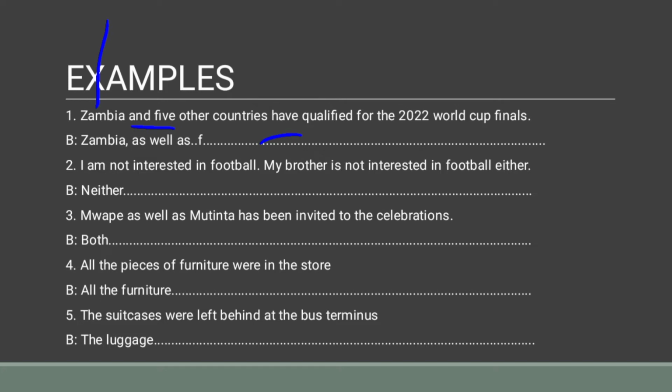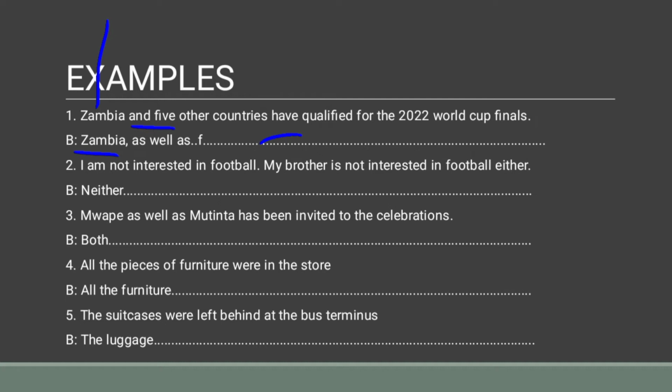So how is our answer going to be? Zambia. Now when we put a comma there, then we say as well as. The subject we are following there is just Zambia. The other phrase is just to interrupt the what? Just to interrupt the subject. So we said it does not affect the subject-verb agreement in any way. So how is our answer going to be?